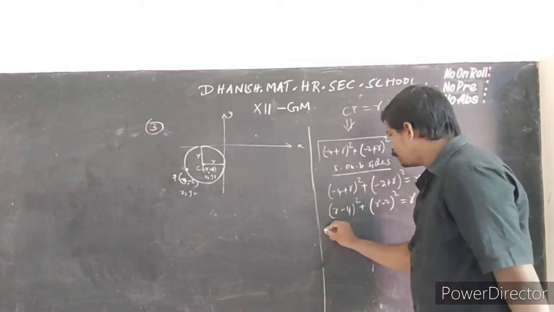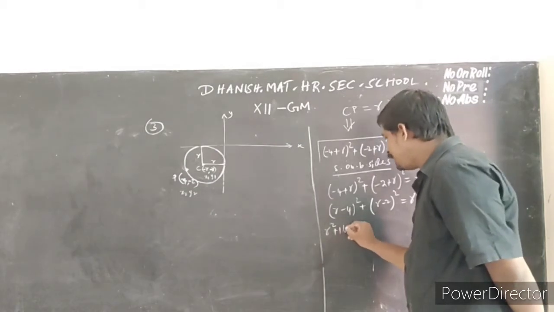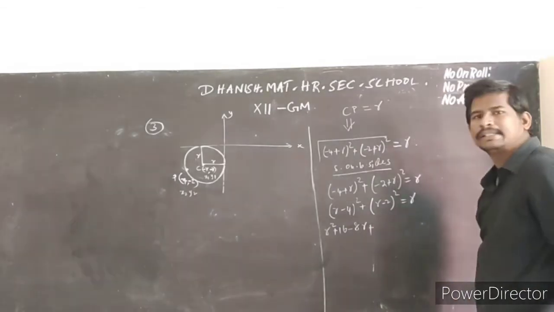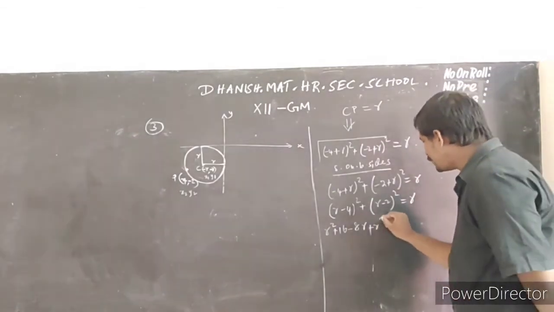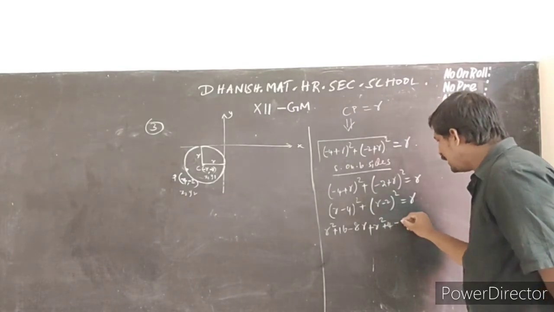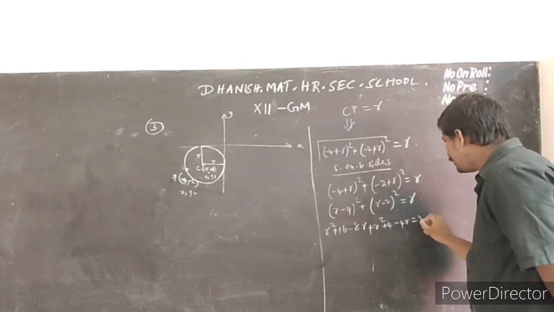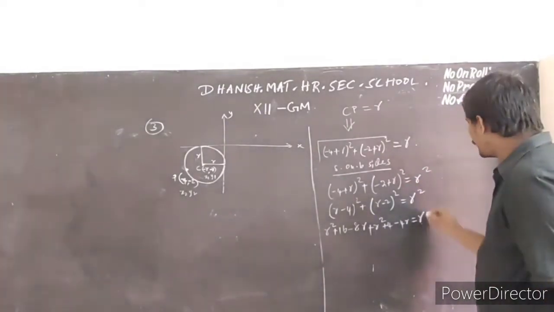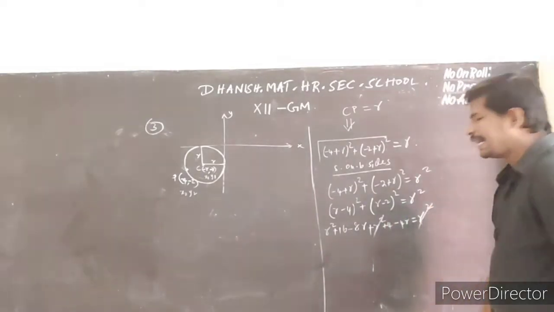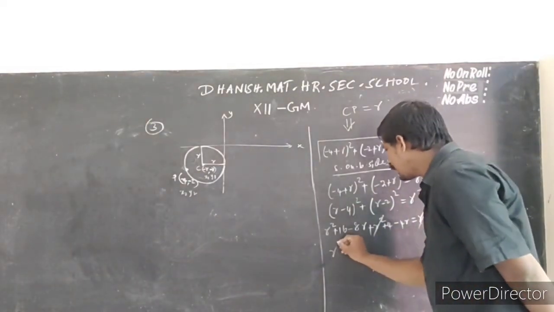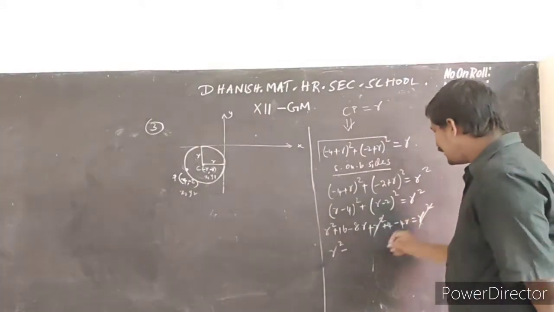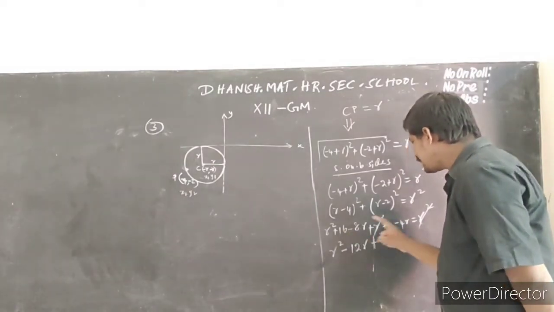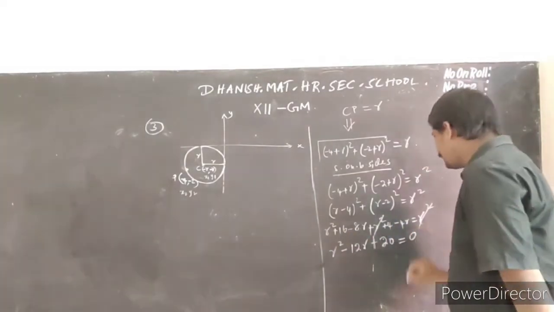This is in the a minus b whole square form, so a square plus b square minus 2ab. Here also I'm going to apply the same formula. On the right side, squaring on both sides, it becomes r square. See, one r square will get cancelled. What's the remaining? r square minus 8r minus 4r, which can be written as minus 12r, plus 16 plus 4, which is 20, equal to 0.